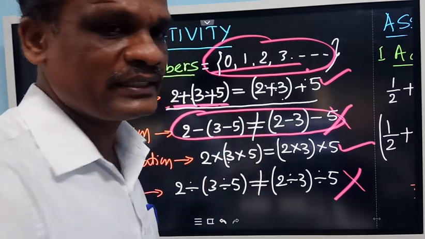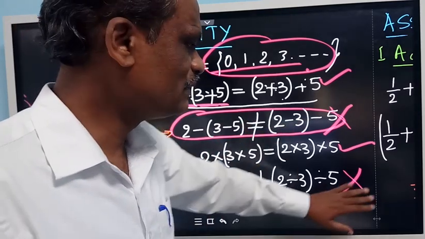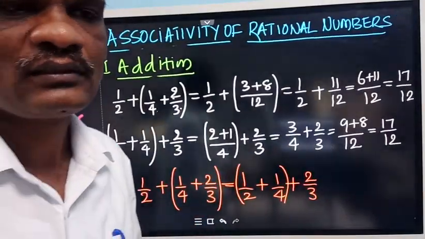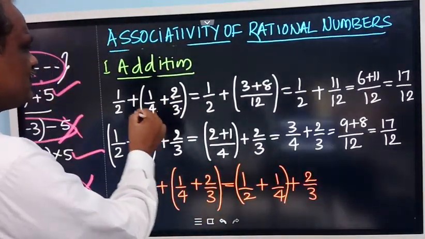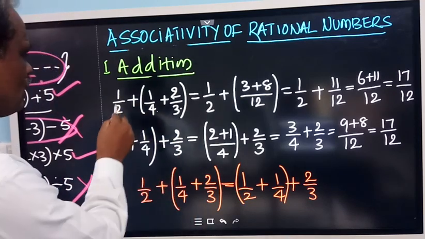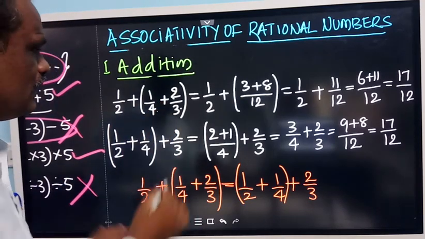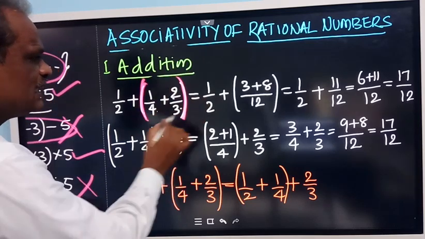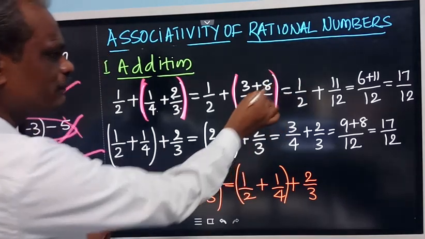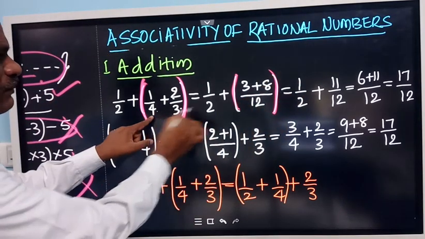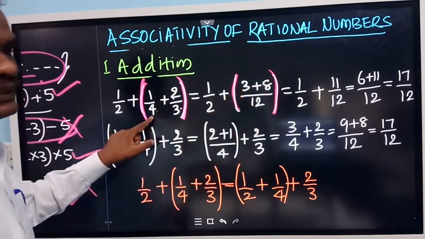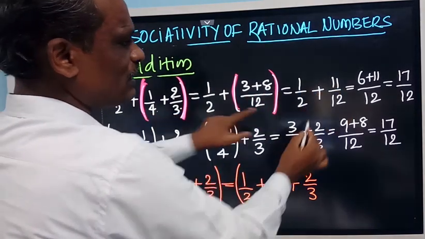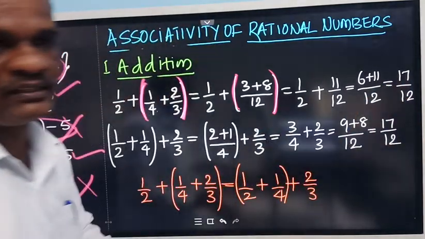The same property, let us check it for rational numbers. Okay, associativity of rational numbers. So select any three rational numbers. I have selected here, look at this, 1 by 2, 1 by 4, 2 by 3. I grouped 1 by 4 and 2 by 3. So I simplified this one. It is giving you 3 plus 8 by 12. Take LCM 12. So it becomes 3 plus 8. So 1 by 2 plus this will become 11 by 12. So answer you are getting 17 by 12.